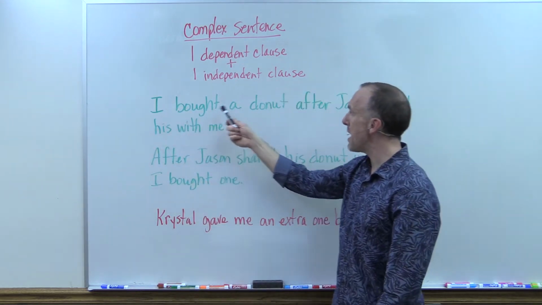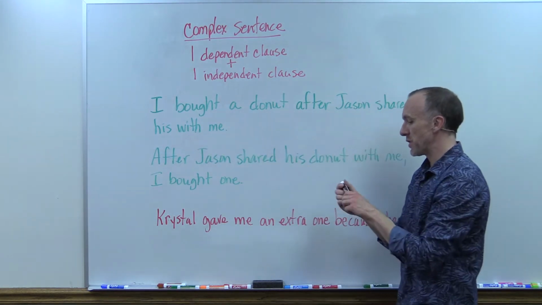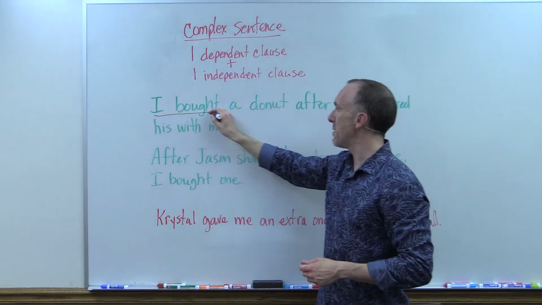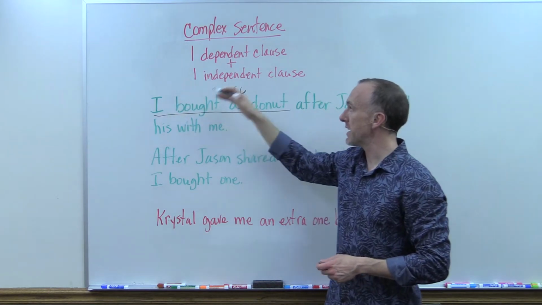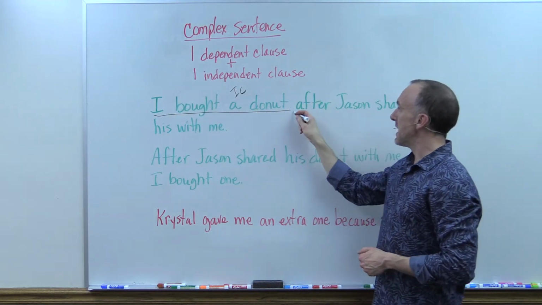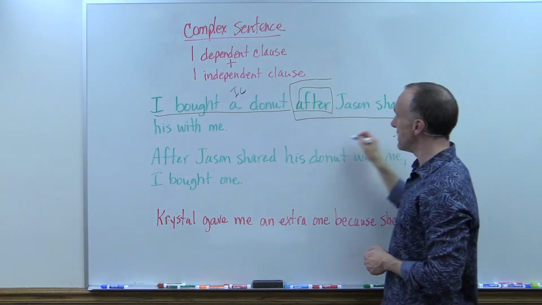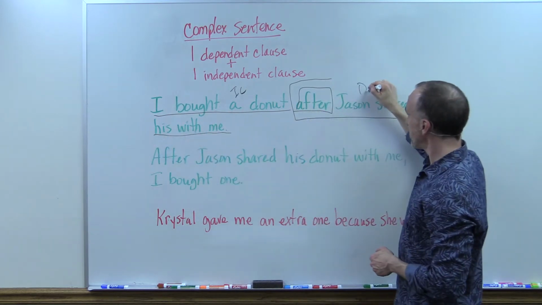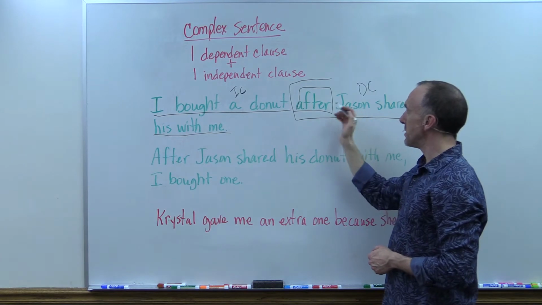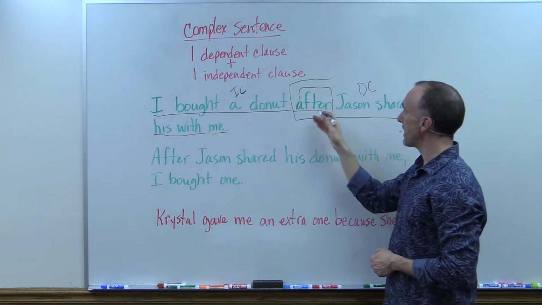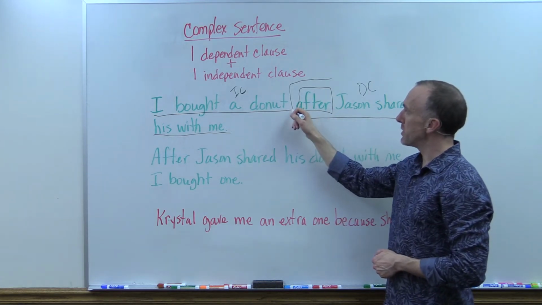So here's the sentence. I bought a donut after Jason shared his with me. So the first clause, I bought a donut. That is an independent clause because I have a subject and a predicate. It's a complete thought. It makes sense. Here's my subordinator that begins this dependent clause. I have a subject and a predicate, so I know this is a dependent clause. It begins with a subordinator, has a subject and a predicate: after Jason shared his with me. No punctuation between the two.